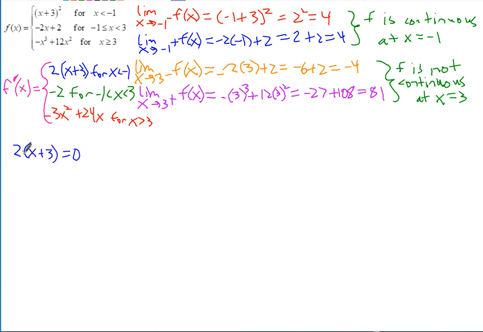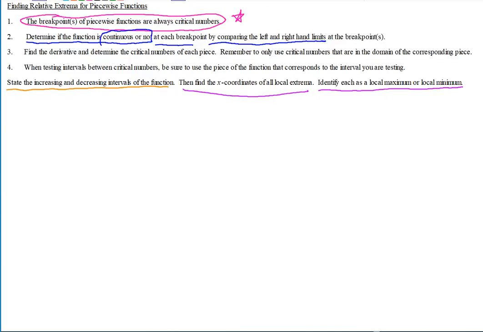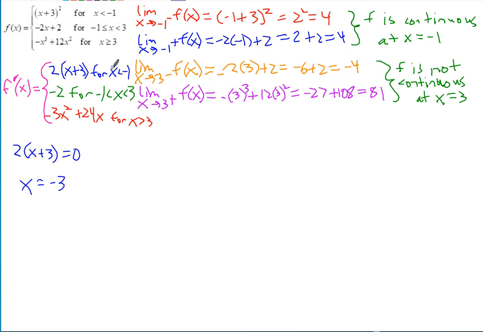So 2 can't be 0, so if you set x plus 3 equals 0, we get x equals negative 3. And then what we have to check here, remember to only use critical numbers that are in the domain of the corresponding piece. So we have to check, whoops, negative 3, is that less than negative 1 here? It is, so we would use negative 3, so that is a critical number, along with our breakpoints. Now, look at the middle piece. Negative 2 will never be 0. There's no x's in there, so that doesn't give us any critical numbers.